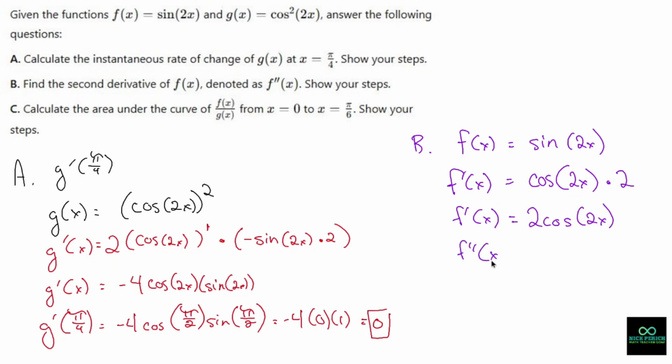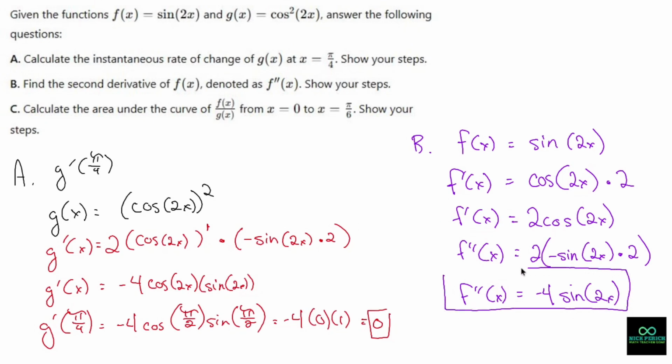F double prime is the derivative of what we just came up with. So 2 still lives there. Cosine is going to become negative sine. Take the derivative of the outside, keep 2x, which is the inside, and then multiply everything by the derivative of the inside, which is 2. So very similar to what we saw over here. But this cleans up to f double prime of x equals negative 2 times 2, so negative 4 sine 2x. Okay? Show your steps. I did.